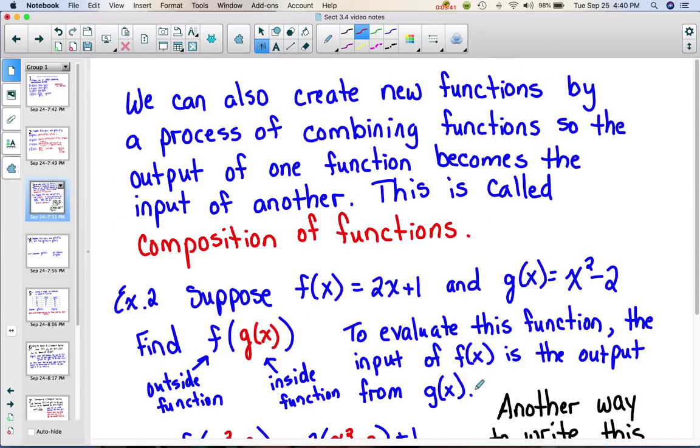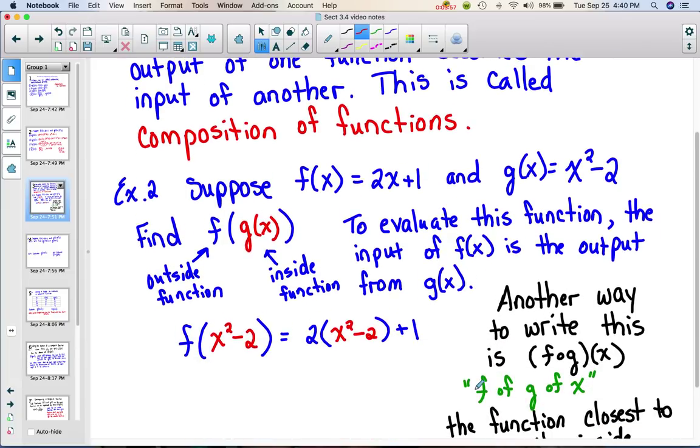So now let's talk about composing functions or composition of functions. So we can also create new functions by a process of combining functions. So the output of one function becomes the input of another. So this process is called the composition of functions. So for example, suppose that I have f of x equals 2x plus 1, the same function I had before, and g of x equals x squared minus 2. Now I want to find f of g of x is how you would read this.